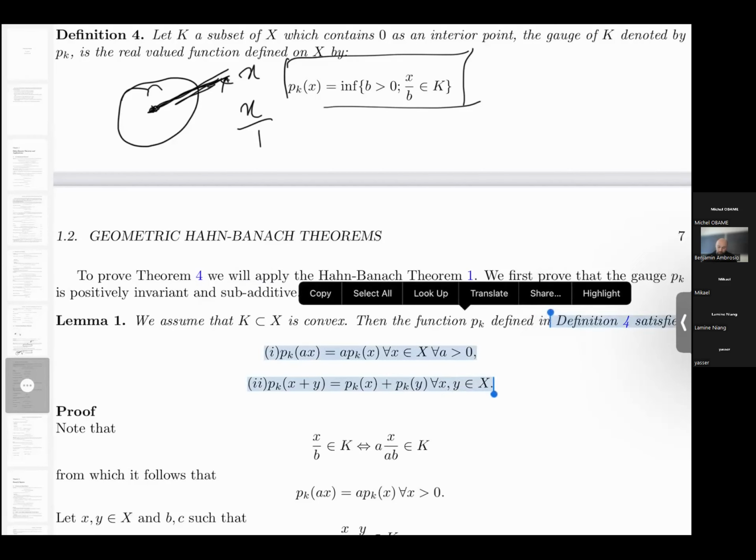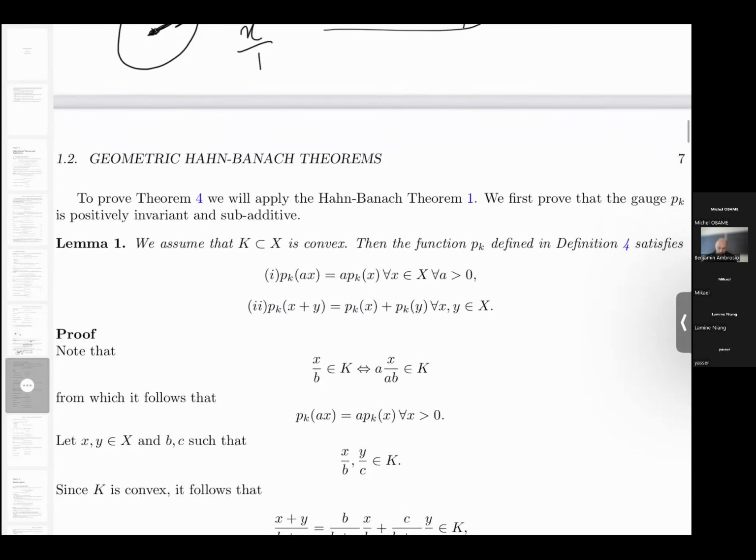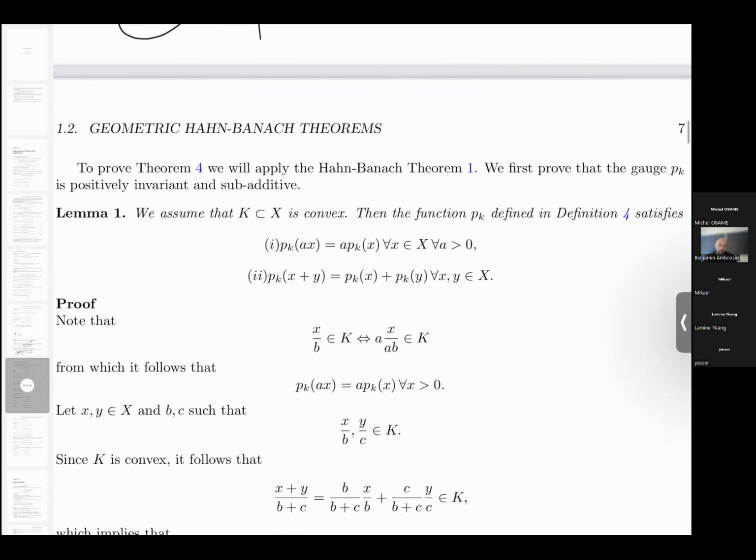Next, subadditivity. So now assume X divided by B and Y divided by C belong to K. We're just doing this trick. You consider X plus Y divided by B plus C.